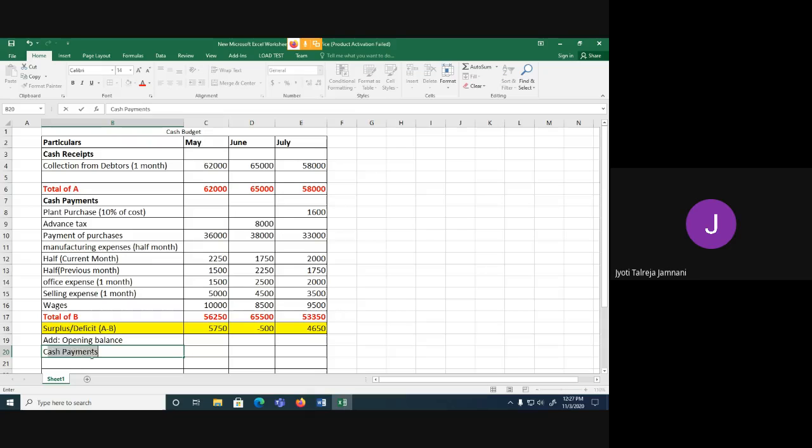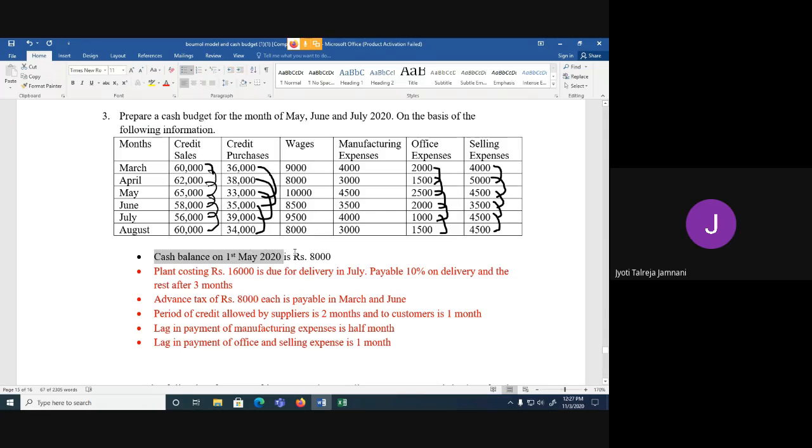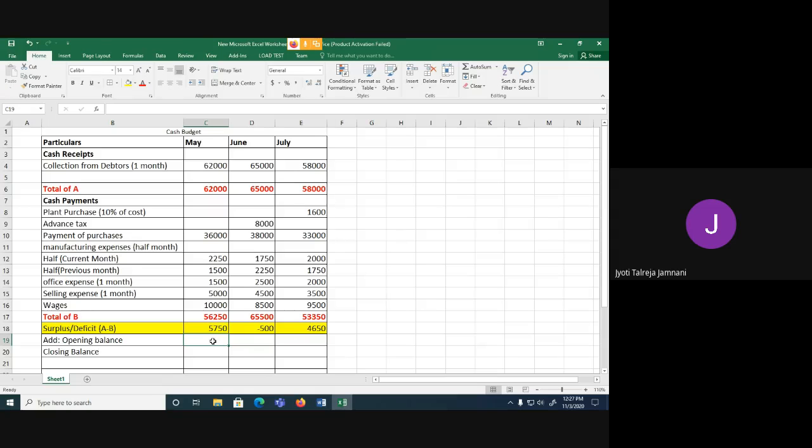So that we get closing balance. So they have given opening balance, cash balance on 1st May 2020 is rupees 8,000. So opening balance of cash for May month is 8,000. When you add these two, that is surplus and opening balance, you will get the closing balance, that is 13,750.